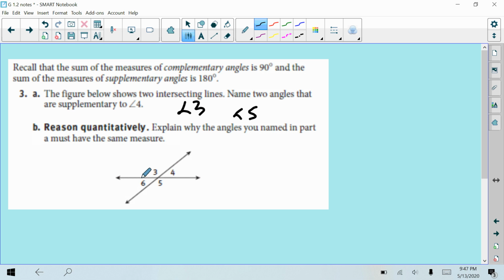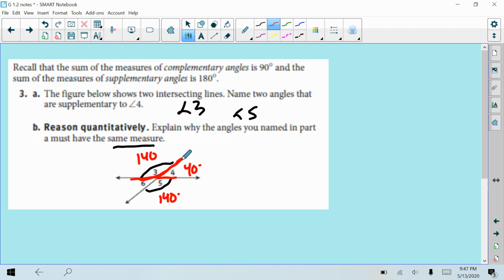So even though angle 3 is not labeled, like 150 degrees, and angle 5 is not labeled, they are the same measure. How do I know? Well, think of it this way. If angle 4, let's make something up now, let's say it's 40 degrees. How big is angle 3? Well, together they have to add to 180. So that leaves 140. If 4 and 5 have to add to 180, what would angle 5 be?